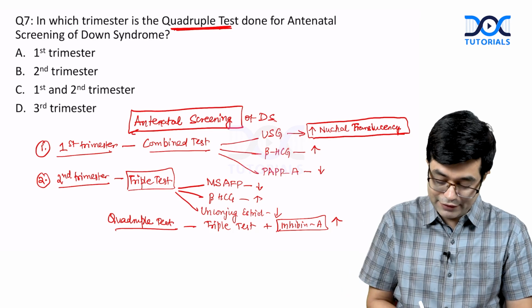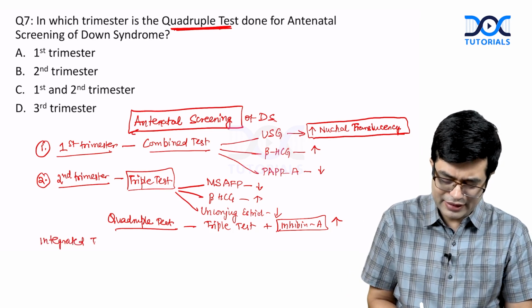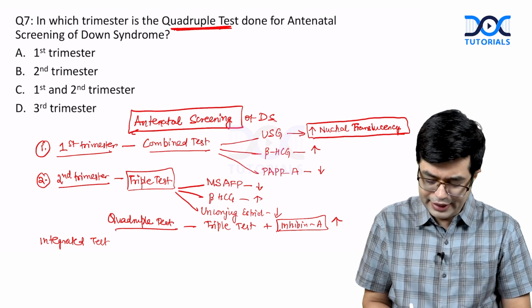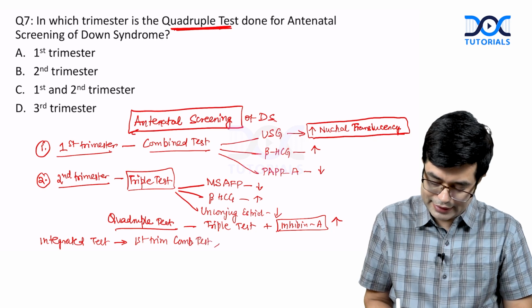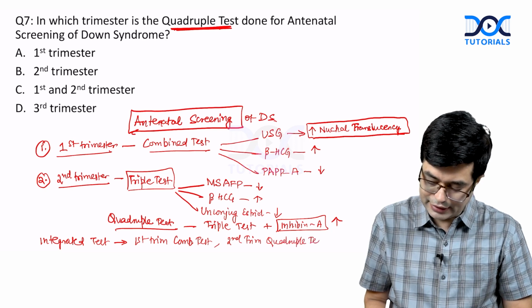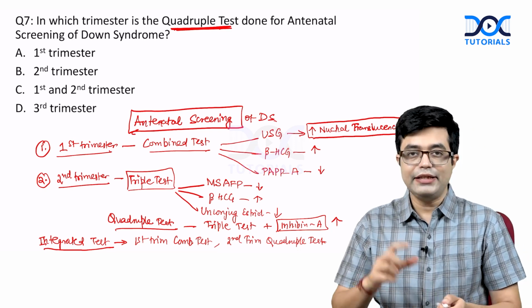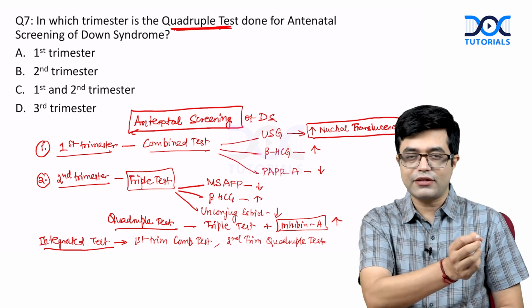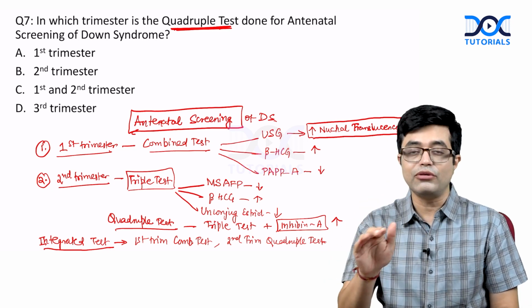And finally, we have the test known as integrated test. So many tests, but they are very easy to remember. Integrated test means first trimester combined test and second trimester quadruple test. The only catch here is when you do an integrated test, beta HCG is being tested 2 times, first trimester also, second trimester also. And this is actually not needed.